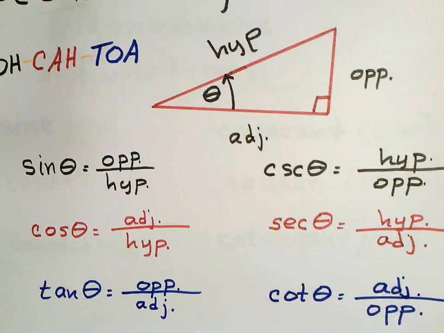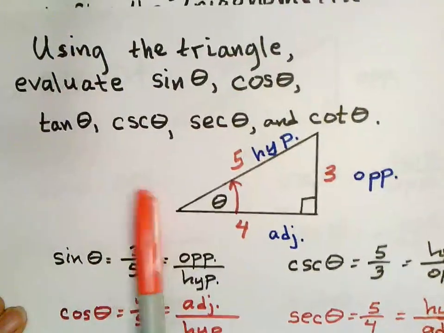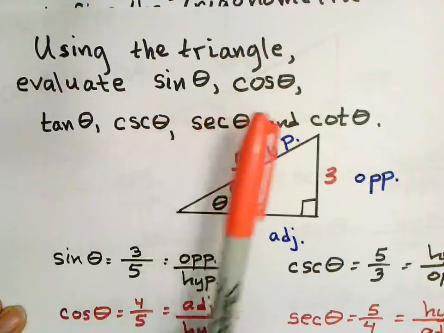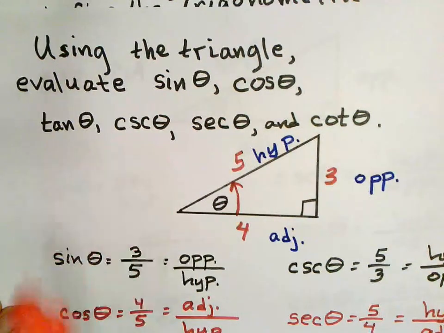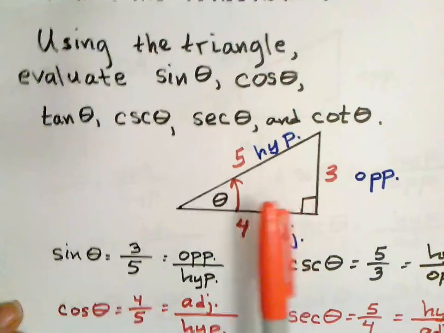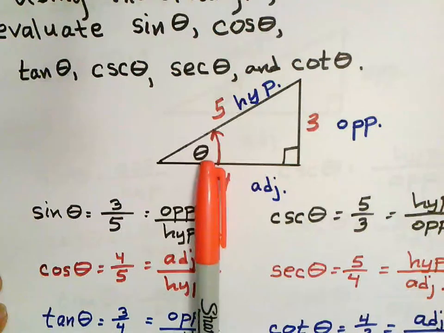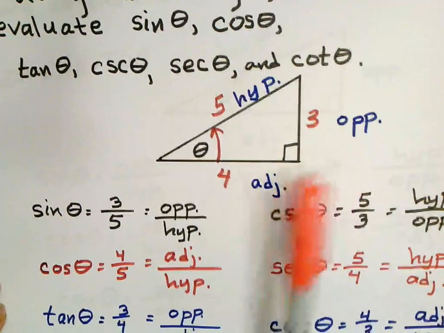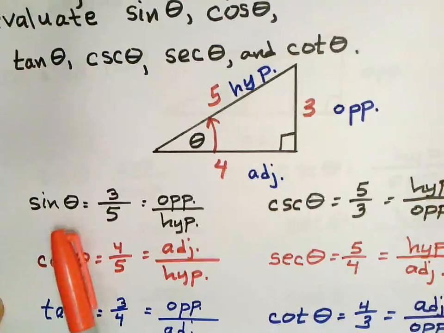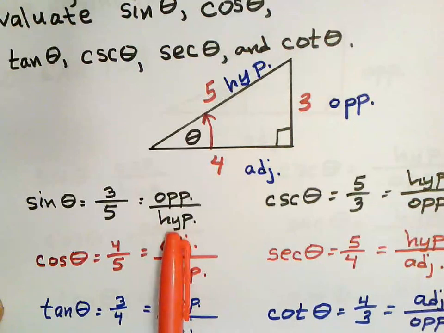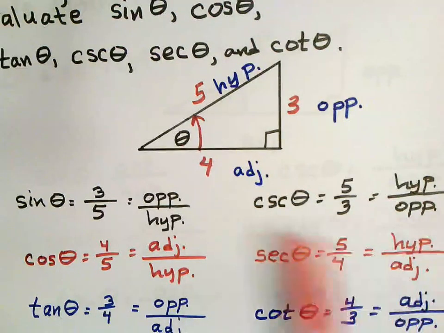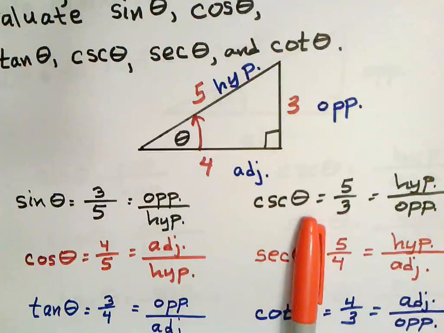Now let's look at an example. We're going to find all 6 of these trig ratios. So we're going to use this triangle, and we're going to evaluate all 6 of the trig functions: sine theta, cosine of theta, tangent of theta, cosecant of theta, secant of theta, and cotangent of theta. So we're focusing in on theta, and 4 is the adjacent side, 5 is the hypotenuse, and 3 is the opposite side. Sine of theta is opposite divided by the hypotenuse, so it's going to be 3 over 5. Remember that sine and cosecant are reciprocals. So if sine is 3 over 5, then cosecant would be what? 5 over 3.